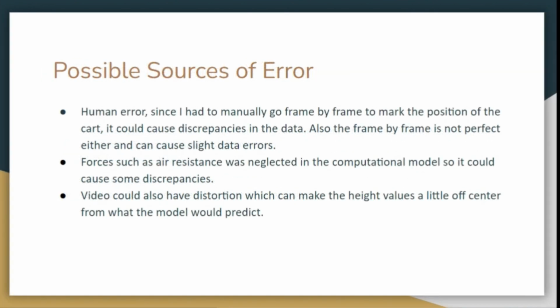Possible sources that could cause human error are that I had to go frame by frame and get the data. All forces such as air resistance and drag were neglected because we didn't take those into consideration, and the video could have also distorted it, which can make the height look different.